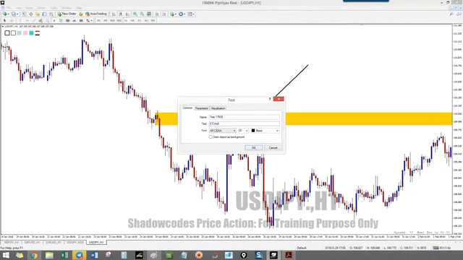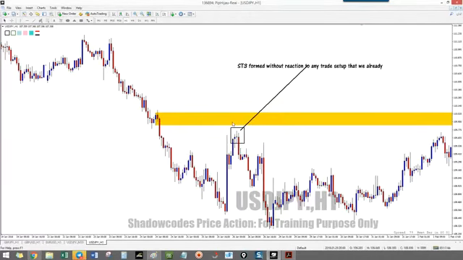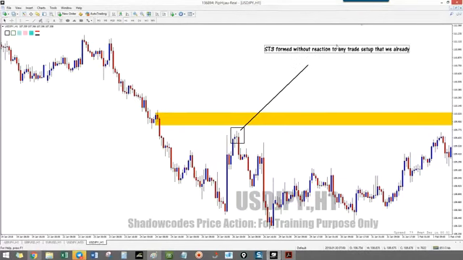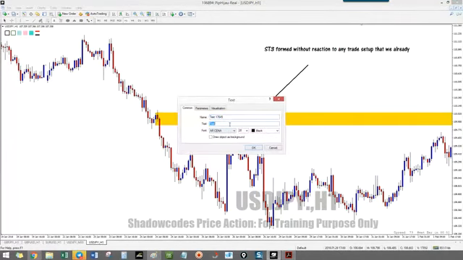ST3 form. Reacting to any trade we already learned in previous. Okay, it's too long. It's still any trades that we already learned in previous.